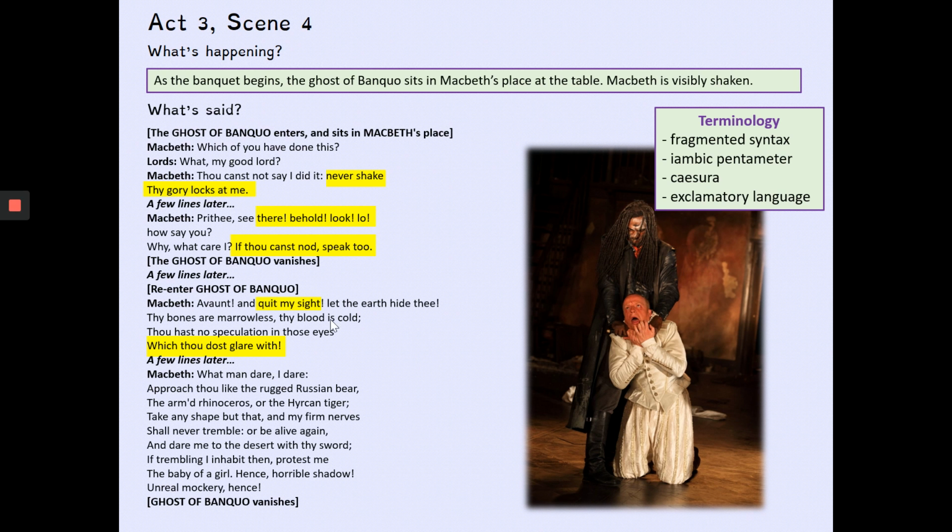And he talks about the ghost having eyes which thou dost glare with. So he's feeling like the ghost is blaming him. It's making him feel very conscientious, very guilty, and he hates that. So he wants the ghost to vanish permanently. And this continues, "Hence, horrible shadow, unreal mockery, hence." He's saying, "Go, leave me, stop haunting me." And the horrible shadow is what Banquo has become. So that would be a good quote to use, that Banquo has become Macbeth's horrible shadow that he just cannot shake off.